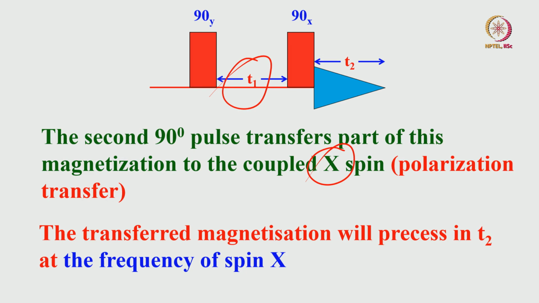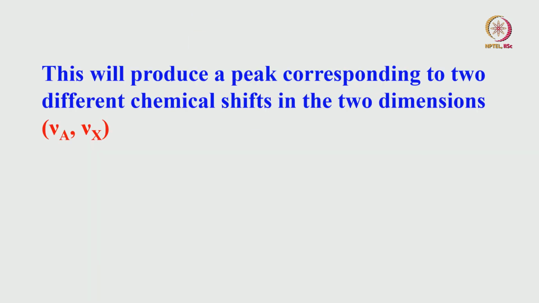Then what will happen to that? This X spin not only precesses at its own frequency, it also precesses at the frequency of A. So X spin will now precess both at the frequency of A and also at the frequency of X. That is what happens. So it will give me a peak corresponding to two different chemical shifts in two dimensions. That means it gives nu A comma nu X. That means I get a peak.